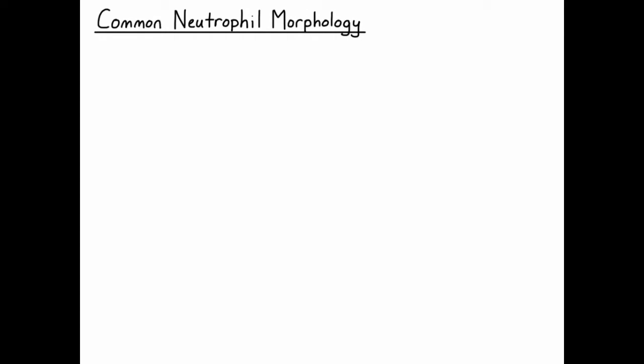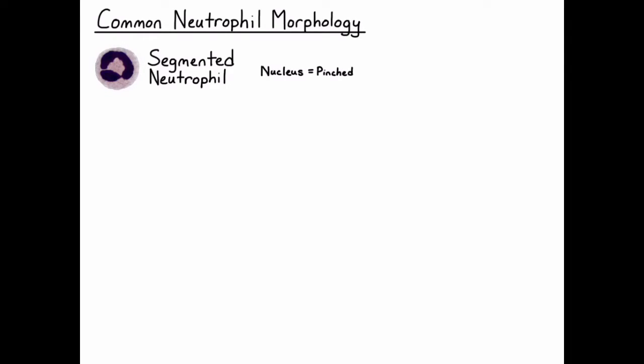This video is going to be on common neutrophil morphology. So first I'll start off with a normal segmented neutrophil. This segmented neutrophil has light pink cytoplasm and it has very dense chromatin with a pinch to its nucleus. So the thing that makes a segmented neutrophil is the nuclear pinch.